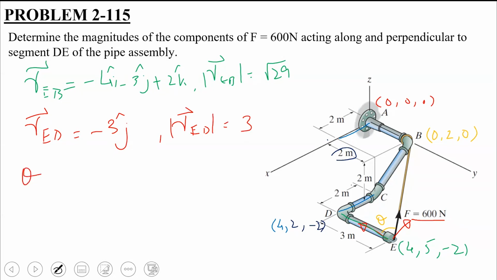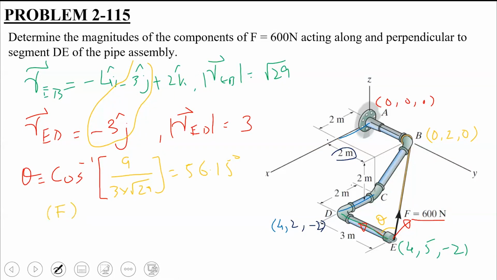Okay? Yes, sir. So in order to find this angle theta, it would be cos inverse of the dot product of these two vectors in the numerator. Since RED has only j, the numerator will be 9 when we multiply the two, and the denominator will be 3 into √29. That gives theta equal to 56.15 degrees. Once you have found this angle theta, you resolve this force F along line DE, which gives 600 cos theta, and the perpendicular component is going to be 600 sin theta. Clear?